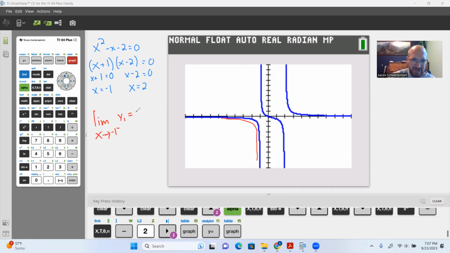As I come to it from the left side, I'm going to -infinity. So it's going infinitely down. As I come to it from the right side, however, this little plus sign up here indicates that I'm coming along the right side, -1. That is positive infinity.